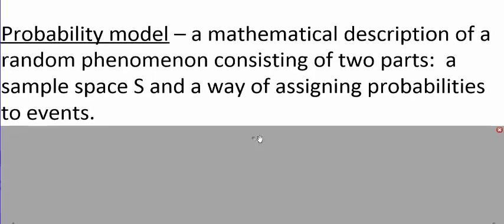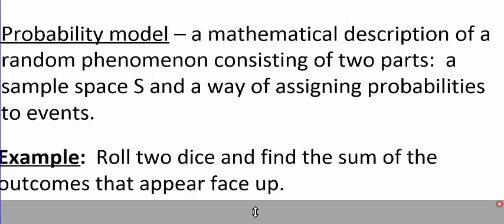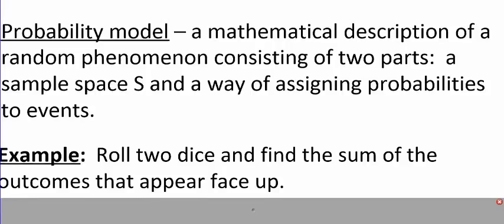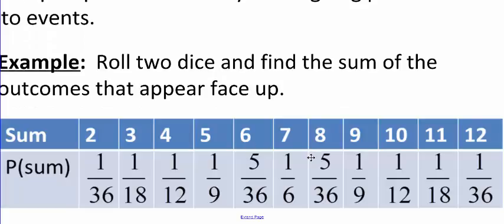I do think I have an example. If we roll two dice and find the sum of the outcomes that appear face up, our probability model would look like this. Up here on the top, these are our possible outcomes, so that's our sample space, 2 through 12. And then these are the probabilities of each of those events occurring. So this whole thing is called our probability model.